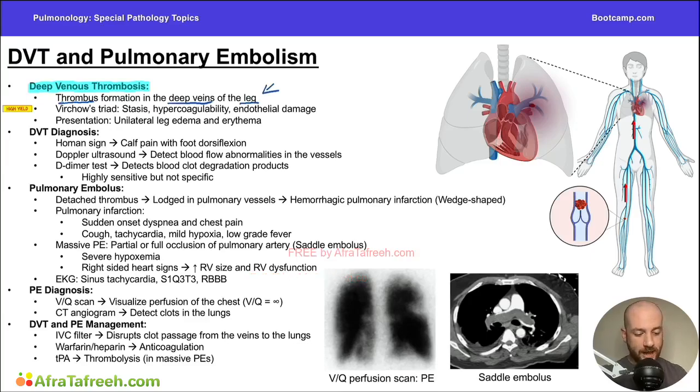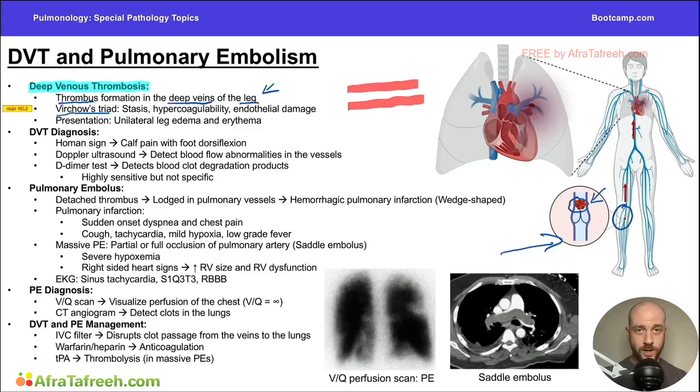So if we take a look at this diagram over here, and we're taking a look at the deep veins of the leg, and we just zoom in on a vessel here, we can see that a clot has formed in the deep veins of the leg. This is a DVT. Now, there are three major things that make an individual susceptible to developing a DVT, and these are described in Virchow's triad.